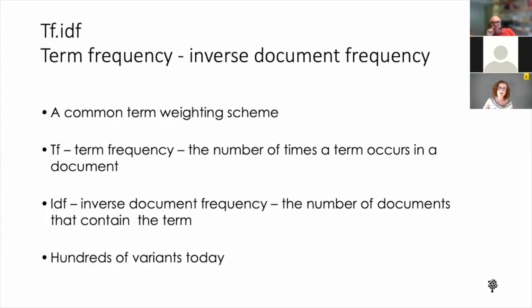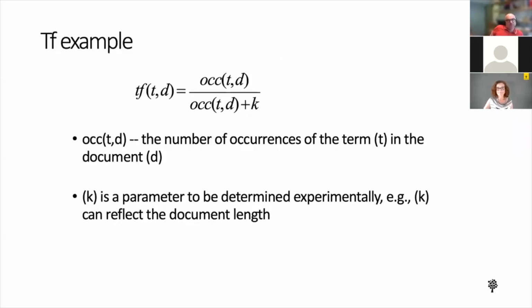A very common weighting scheme is called TF-IDF. TF, term frequency, so the number of times a term occurs in a document, and IDF, inverse document frequency, the number of documents that contain that term. So these are put in relation. And there are hundreds of variants of this today, and we can really look at our example.